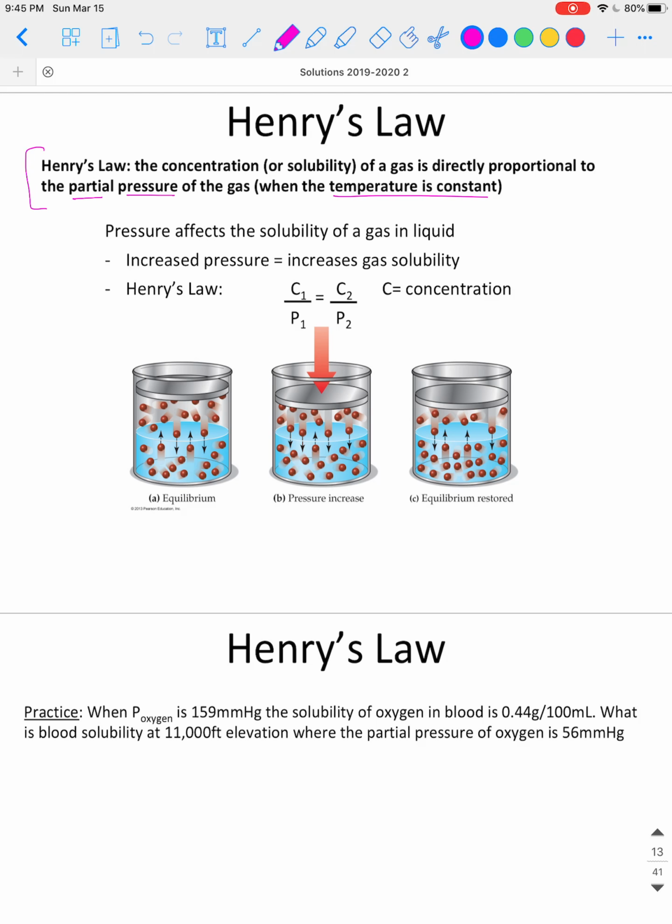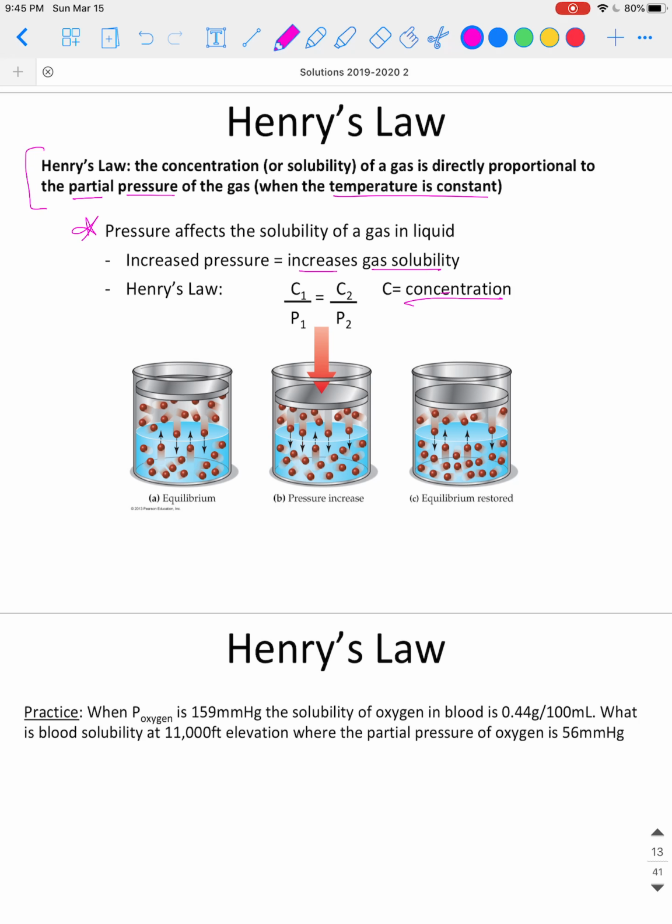So ultimately, to summarize, what we're saying is that pressure changes can affect the solubility of a gas in a liquid. And really the key understanding here is that as you increase pressure, you're going to increase gas solubility. Henry's law looks a whole lot like Boyle's law or Charles' law or Avogadro's law. It just has its own units. So Henry's law says C1 over P1 equals C2 over P2. And C here stands for the concentration of the gas in the liquid.